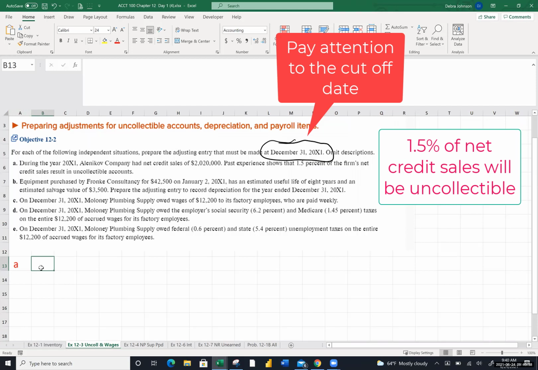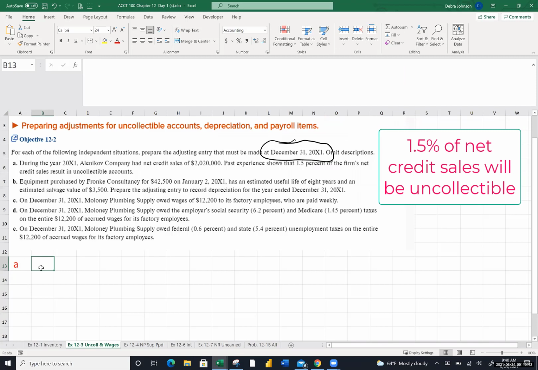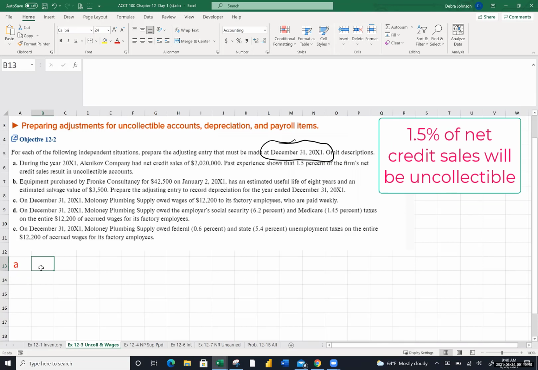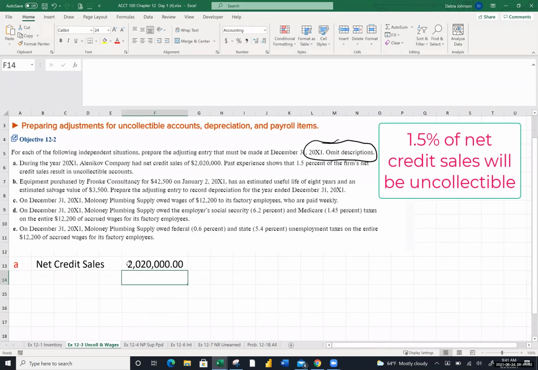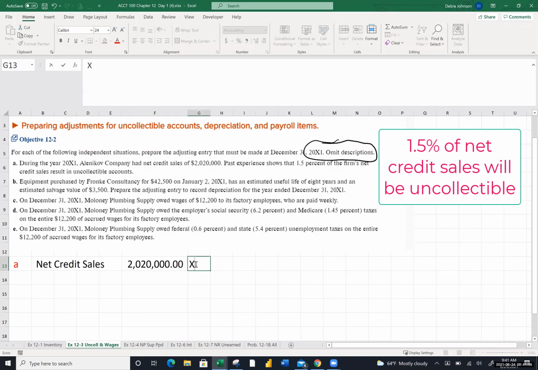And what we need to do on letter A is figure out how much of those net credit sales are going to be uncollectible and make that journal entry that we just finished looking at on the handout. So the net credit sales for her company, that means the sales on account that she made during the fiscal year, was $2,020,000. And the rate of uncollectability, it says, was 1.5%.